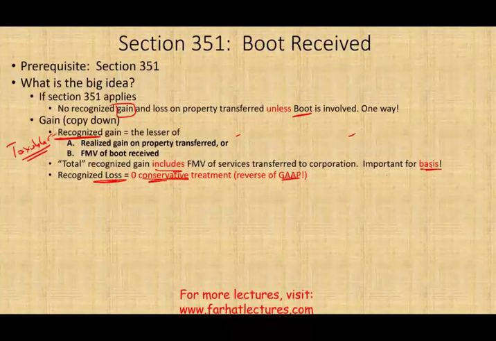In GAAP, if you have a loss, recognize the loss. Okay. So section 351, simply put, does not trigger loss recognition. Why? Because we are being conservative. If you have a loss, don't recognize the loss. Okay. The exact opposite of GAAP.